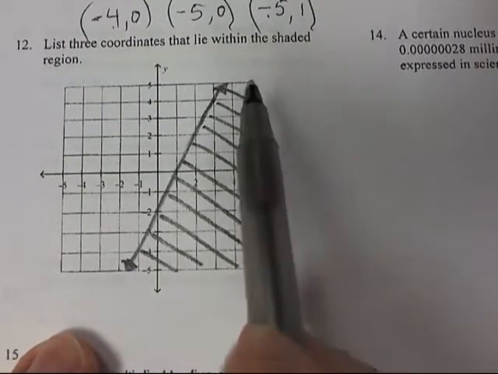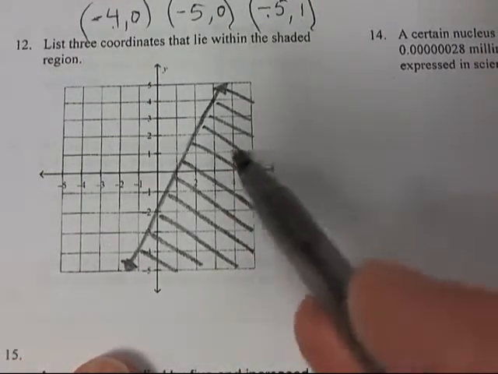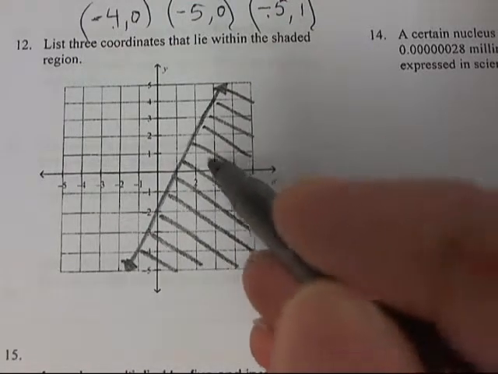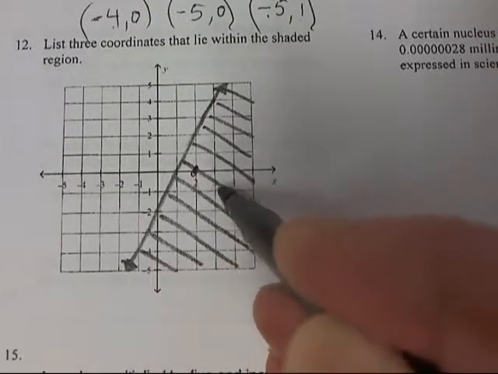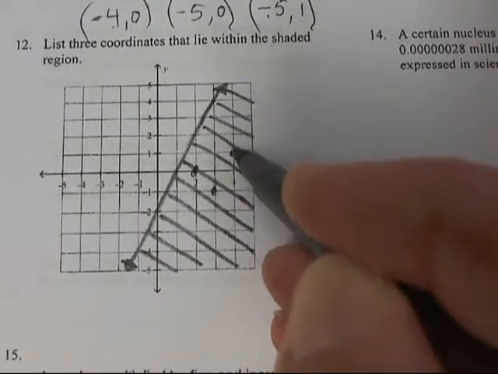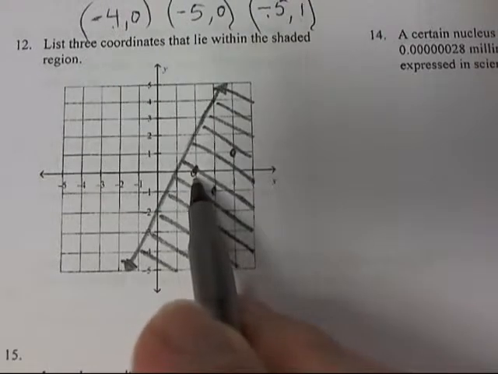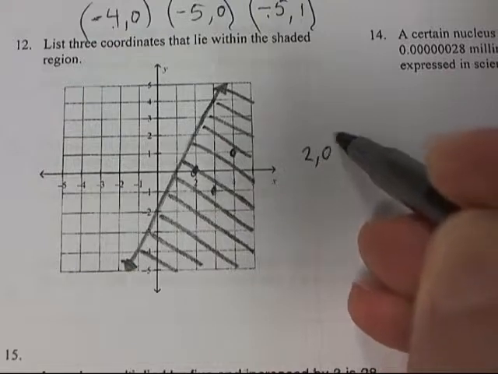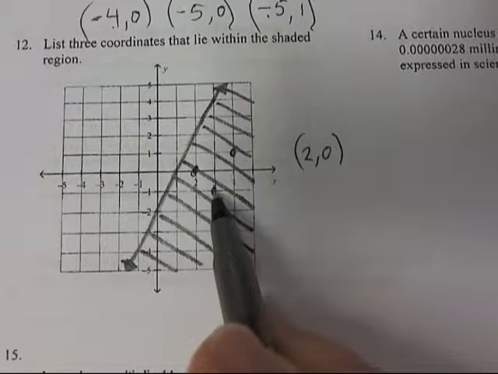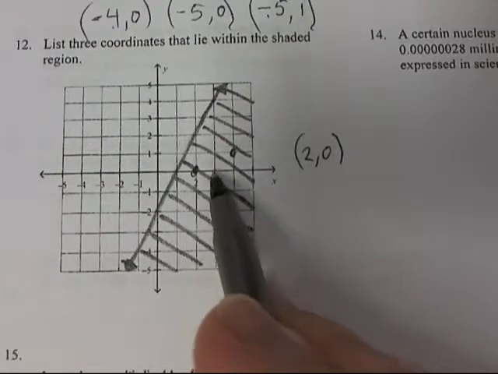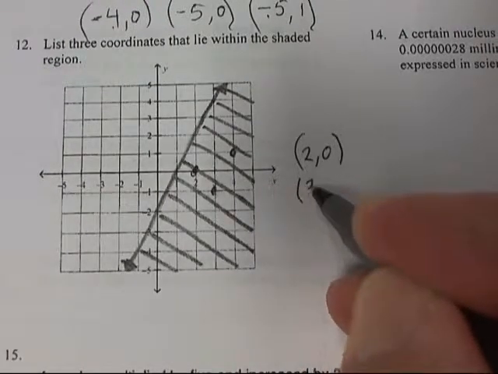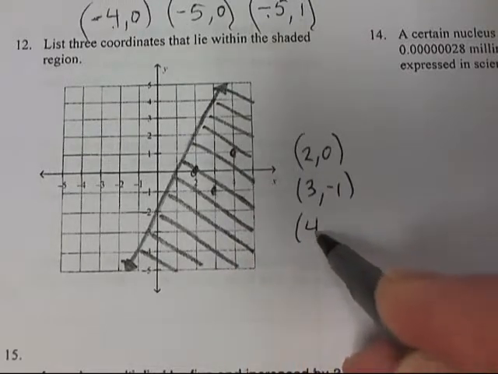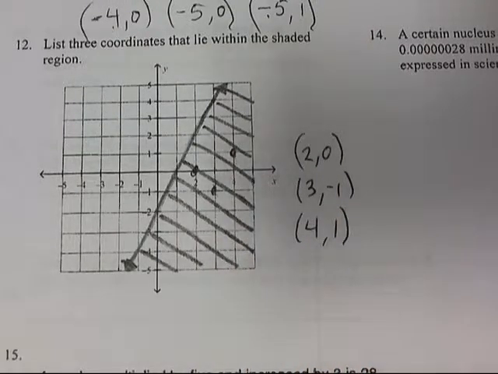List 3 coordinates that lie within the shaded region. So here's your shaded region. I can pick, again, your answers are going to be different than mine probably. I'll pick this point, and this point. So this point is x value of 2, y value of 0. This point is x value of 3, y value of negative 1. And this point is x value of 4, y value of 1.